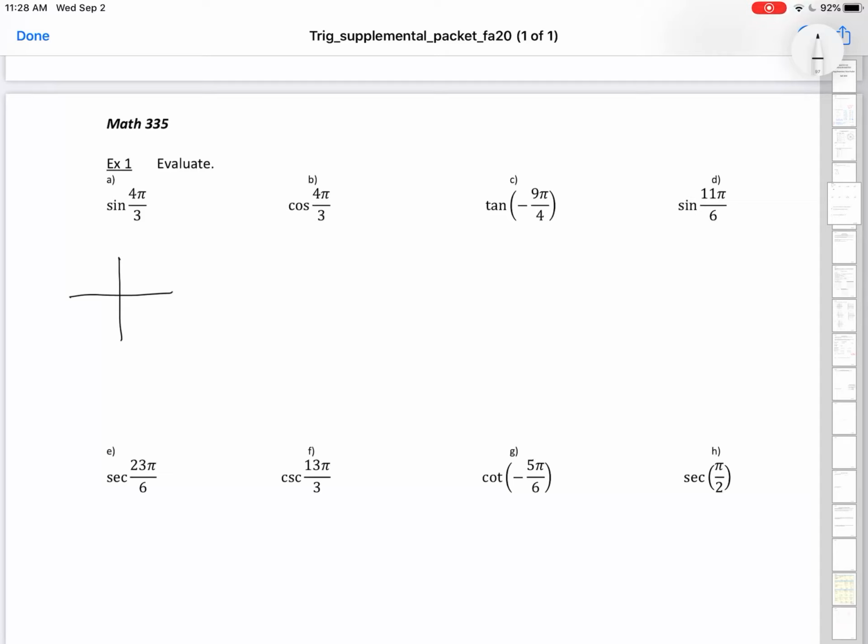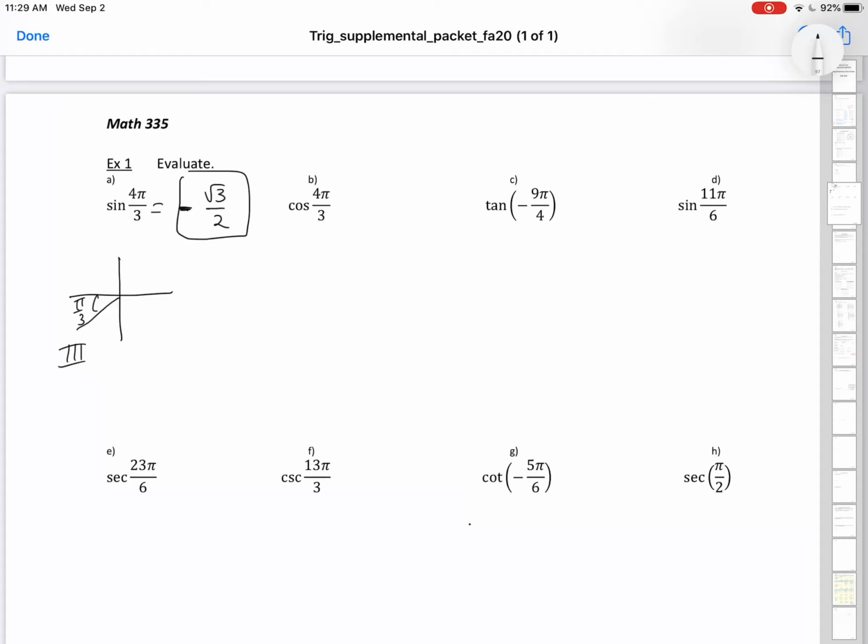4 pi over 3. Where is that? Well, that's pi over 3 beyond pi. So that's a third quadrant angle. Sine in the third quadrant is negative. So we get that out right away. And sine of pi over 3, ideally through memorization, is square root of 3 over 2. I know that sine of pi over 6 is 1/2, so then I know sine of 4 pi over 3 is negative root 3 over 2.